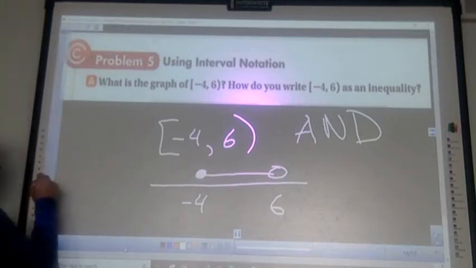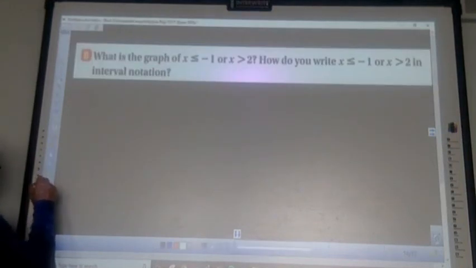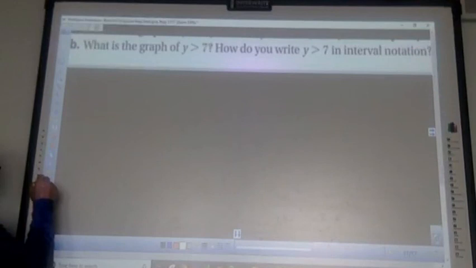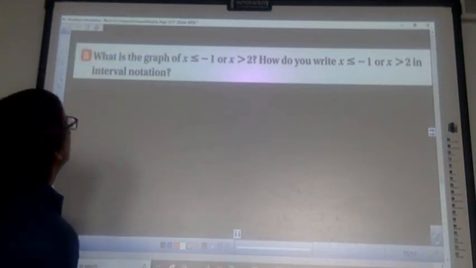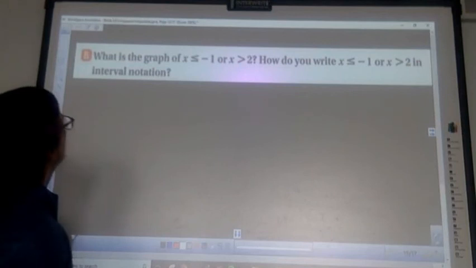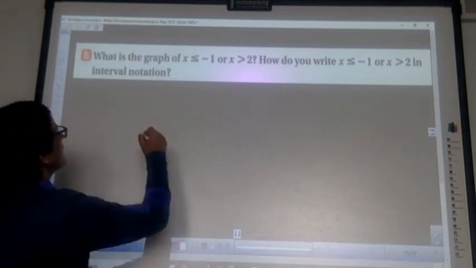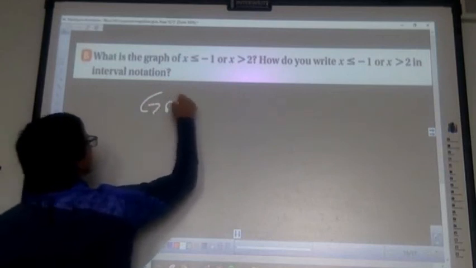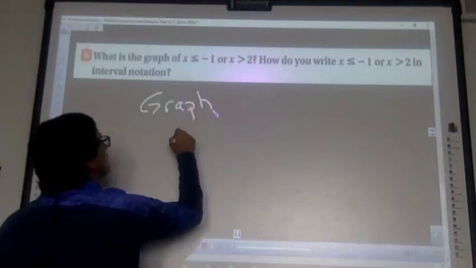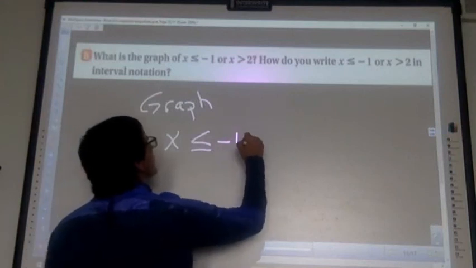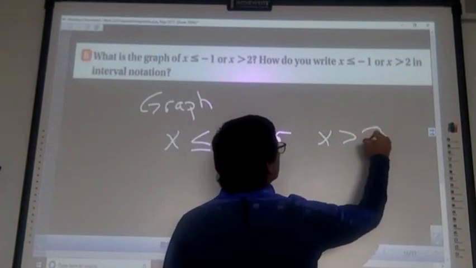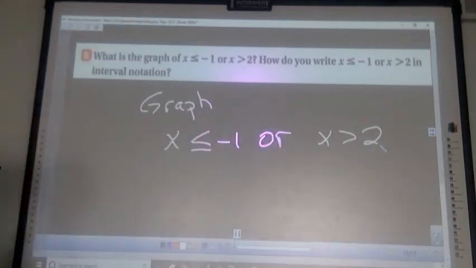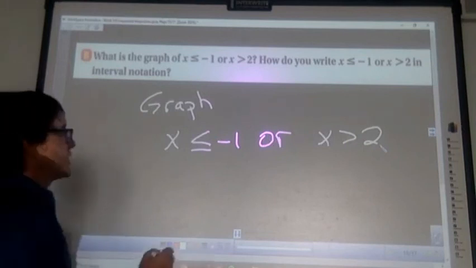Okay. I think that's an or one. I just want to see how many more we got. Okay. We're going to do the last slide we're going to do here. So we're going to graph it. We're starting with x is less than or equal to -1 or x is greater than 2. So we're going to graph it and then write interval notation.